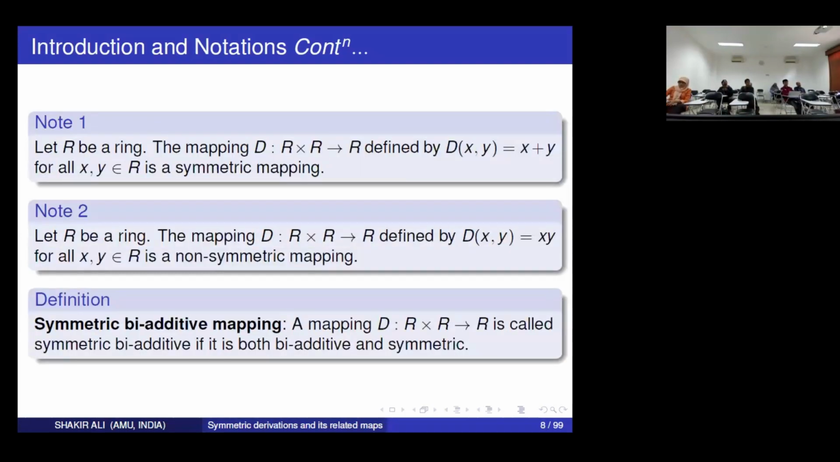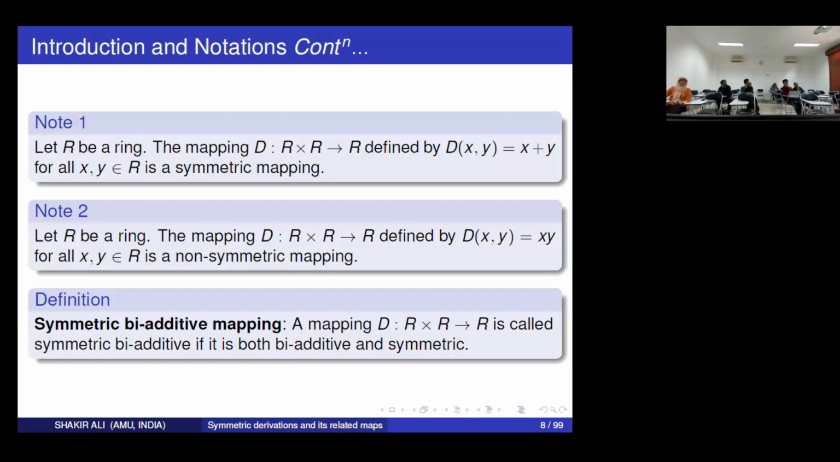Yeah. So, let R be a ring, then the mapping of this. I just need to give some basic examples to make it more interesting, because we are talking about the bi-additive map, the symmetric mapping. These are examples you can check easily. This is x plus y. This is d(x, y) equals x plus y. So we call it a symmetric map.